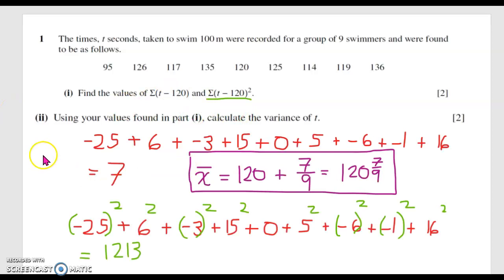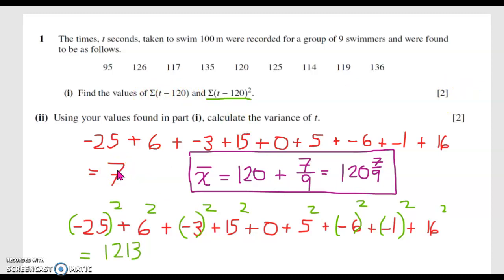Here we can jump to the work I already did on it. So it says find the sum of (t minus 120) right here. This is just saying take all these 9 data values and subtract 120 from them. 95 minus 120, you get negative 25. 126 minus 120, you get 6. So some negative, some positive. 120 minus 120, that's where the 0 comes from. And you do this 9 times. You get these 9 numbers. You just add them up. So that's what the problem asked for, and that's the answer. You'll get the mark from this number.